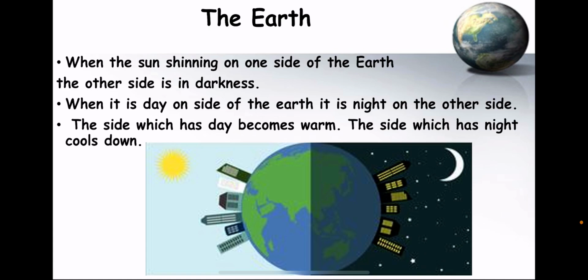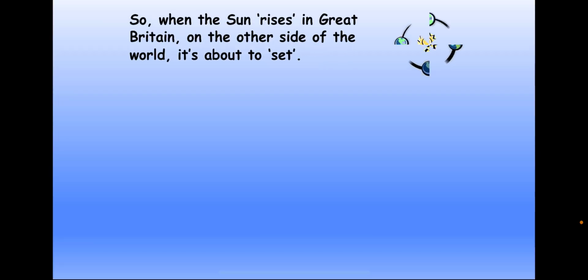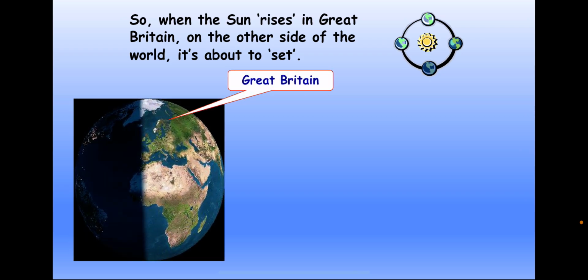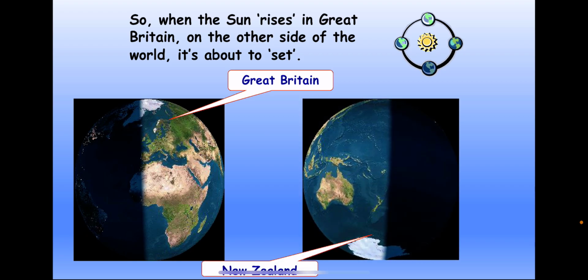So when the sun rises in Great Britain, on the other side of the world it is about to set. Now you can see here in this area, all the Britain area, they are having daytime. But you can see on this side, this is New Zealand, and here they are facing the night time. So that's why the time difference is caused.